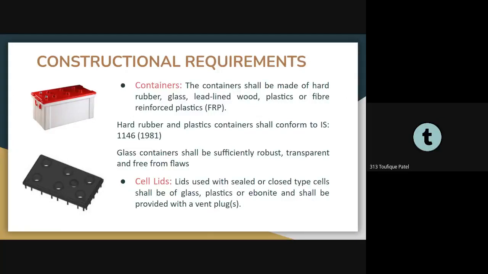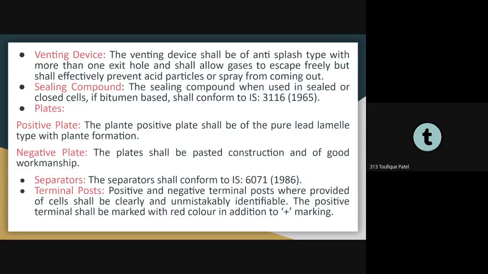Cell lids. The lids used with sealed or closed type cells shall be of glass, plastics, or ebonite and shall be provided with the vent plugs. Venting devices. The venting device shall be of anti-splash type with more than one exit hole and shall allow gases to escape freely but shall effectively prevent acid particles or spray from coming out. Sealing compound. Sealing compound when used in sealed or closed cells if bitumen based shall conform to IS 3116 of 1965. So plates.